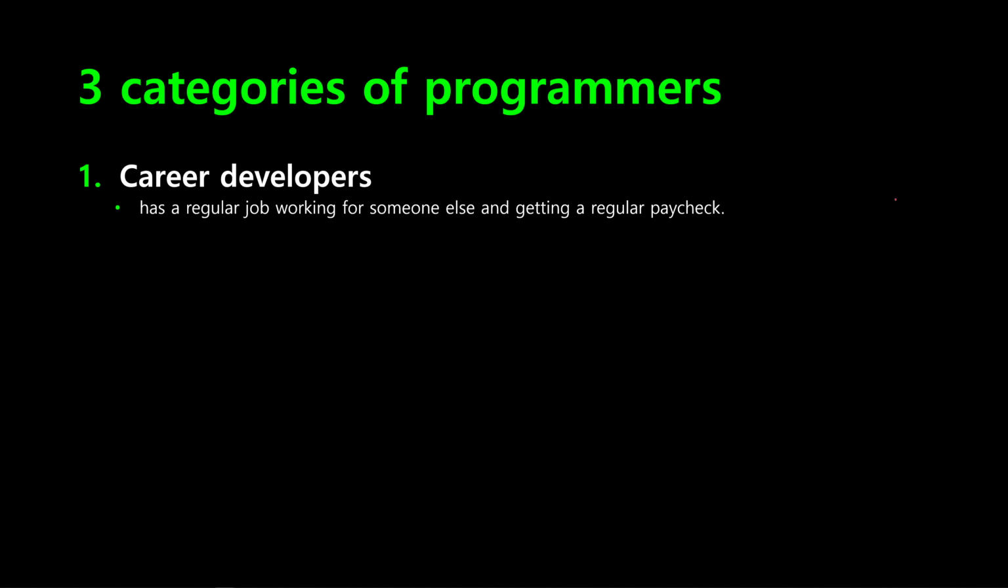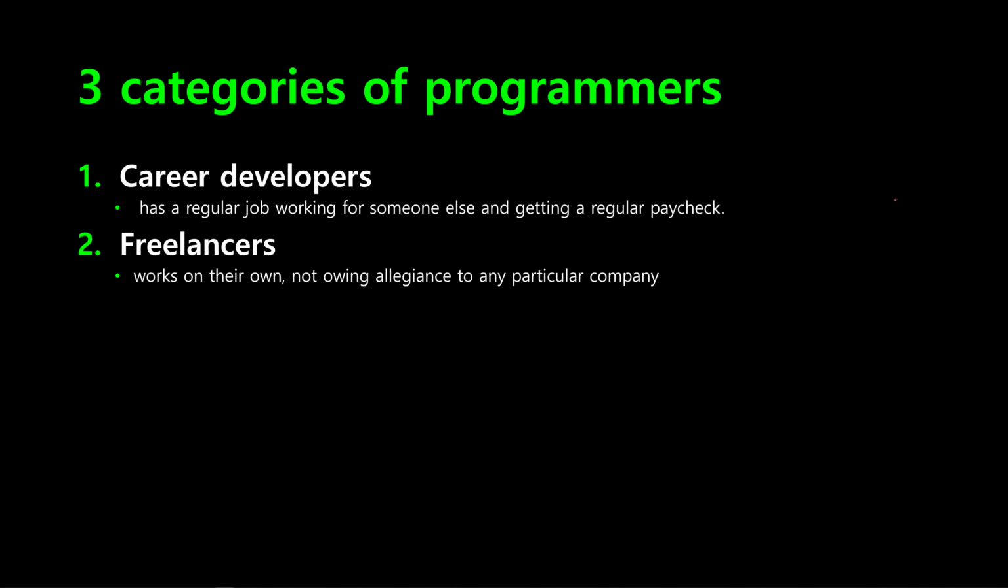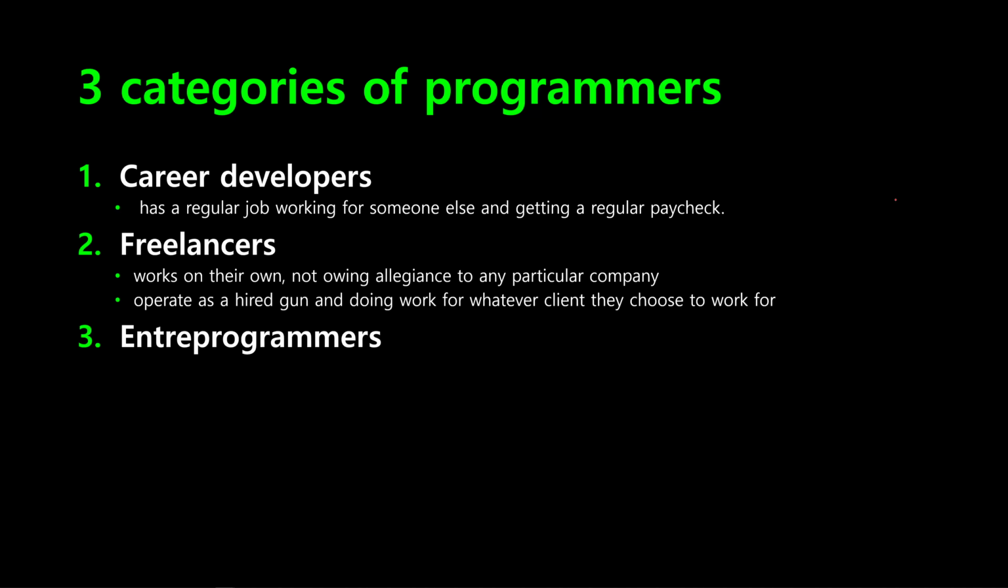Okay, so we have three categories of programmers. We have the career developers, and those are the ones who work for companies and get a regular paycheck. Now we also have freelancers. The freelancers work for themselves and they don't owe any allegiance whatsoever to any company. Instead, they get hired to do a task, they finish it, they get paid, and they move on. And then we have the entrepreneur programmers. So these are the programmers who build products and then build businesses around them.